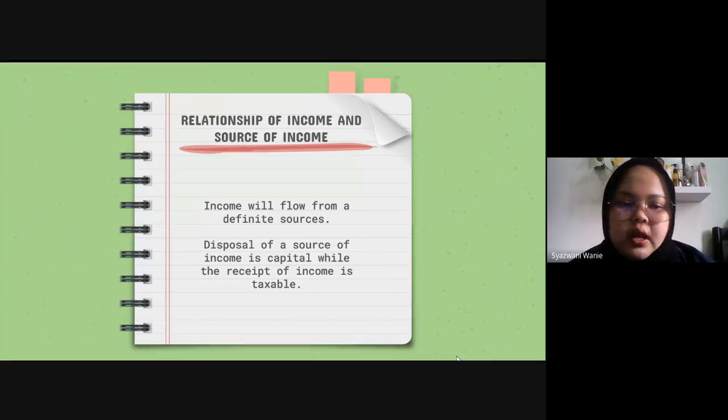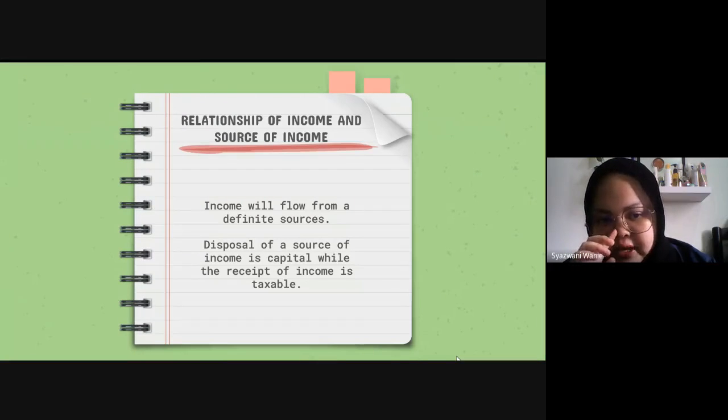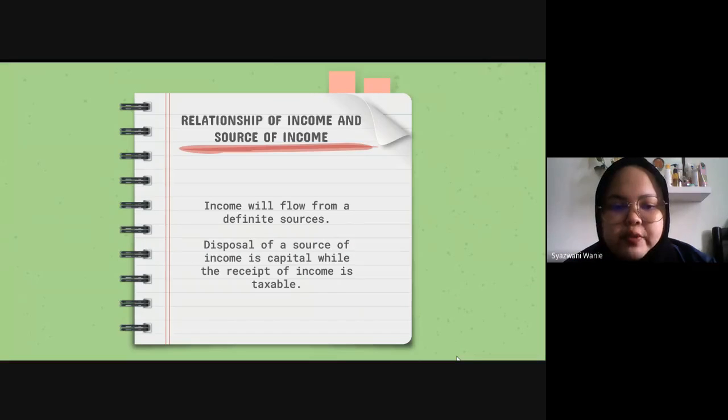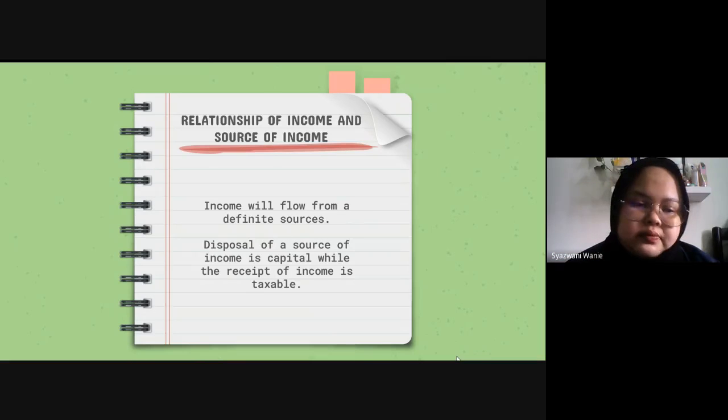Next is about the relationship of income and source of income. Generally, income will flow from a definite source. The source is termed as a capital. Disposal of a source of income is capital, while the receipt of income is taxable.